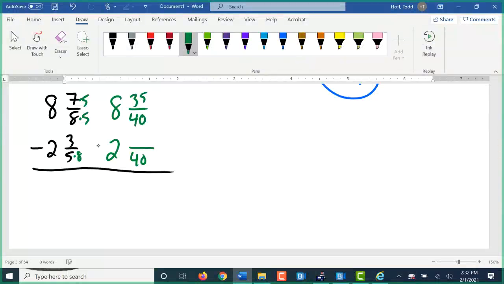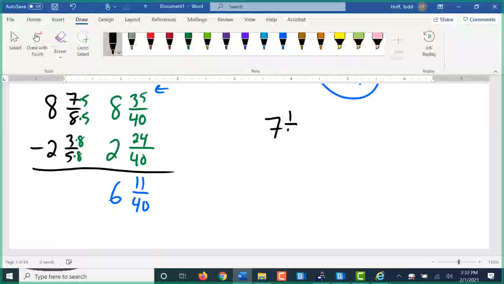5 is multiplied by 8, so 3 times 8 is 24. Just like whole numbers, we still start at the end and work our way backwards. So we're going to do 35/40 minus 24/40. 35 minus 24 is 11, and we keep the same name of 40. 8 minus 2 is 6. Good. Now, just like with addition, it doesn't stay quite that simple.